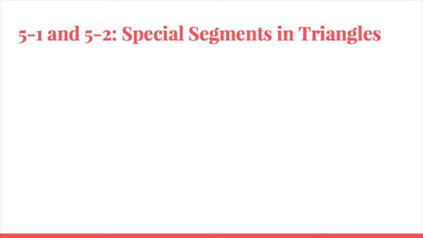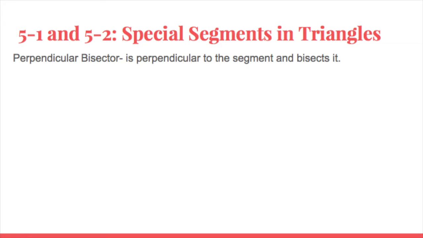5.1 and 5.2 are the most difficult because there is a lot of information to remember, such as theorems and properties. Perpendicular bisector and circumcenter. The perpendicular bisector is perpendicular to the segment and bisects it.